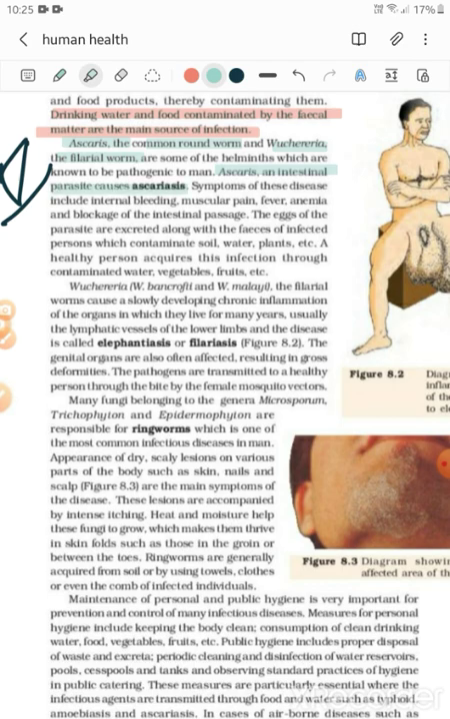The symptoms of the disease include internal bleeding inside our body. Fine. Internal bleeding occurs when there is a wound or some rupture in our organs. Also muscular pain, fever, anemia. Anemia means lack of blood. Fine. And blockage of the intestinal passage. The eggs of the parasite are excreted along with the feces of the infected person, which contaminate the soil, water, and plants. A healthy person acquires the infection through contaminated water, vegetables, fruits, etc.